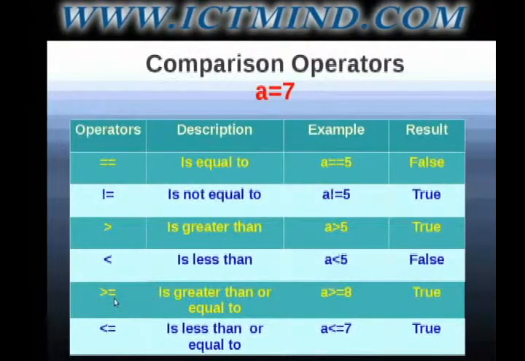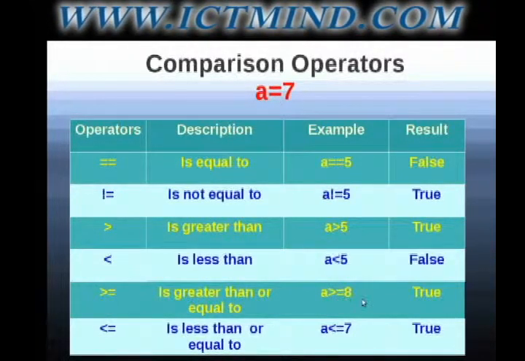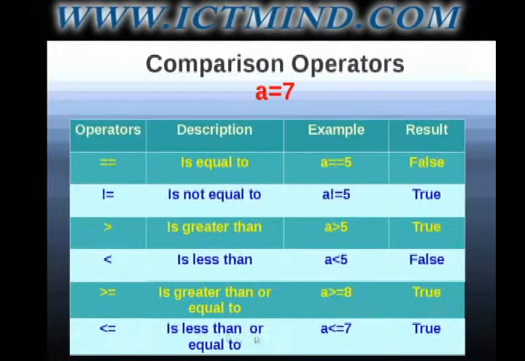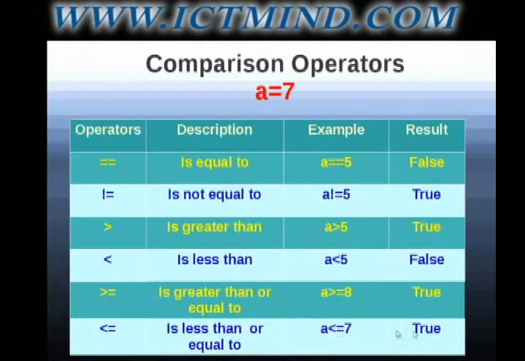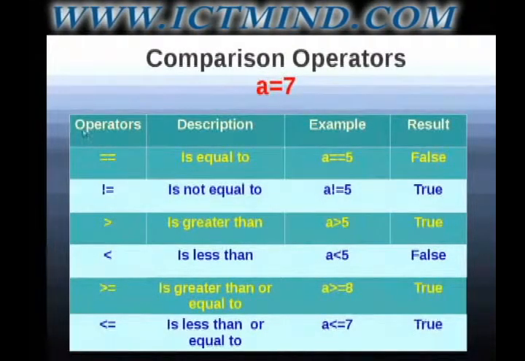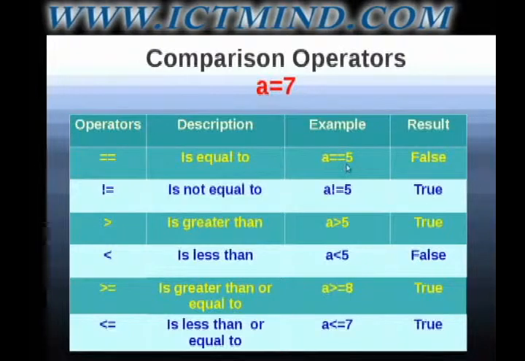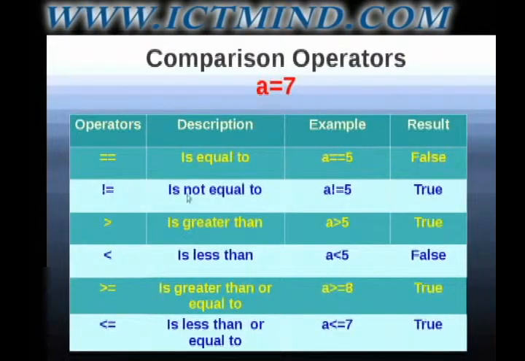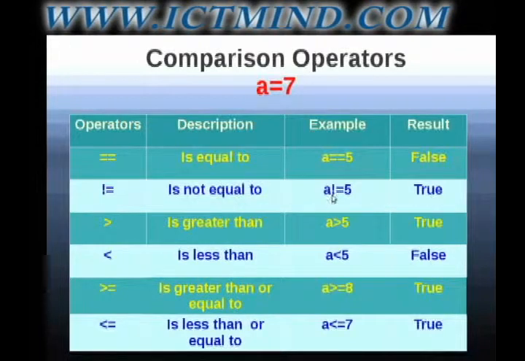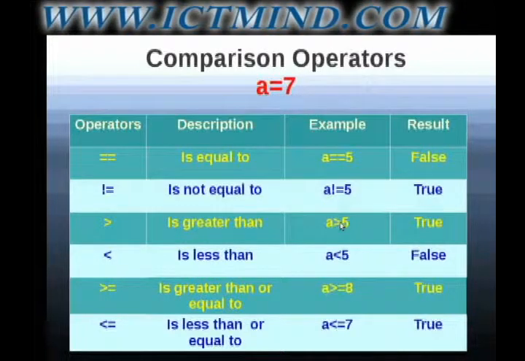In the first row, a equal to 5, we know a equals 7, so that is not true. So in the result column it shows false. In the second row, a is not equal to 5, that is true. In the third row, a is greater than 5, that is also true. And in the next row, a is less than 5, so that is false. And a is greater than or equal to 8, that is also correct. And the last row, a is less than or equal to 7, we know that a is equal to 7, so that condition is also true.